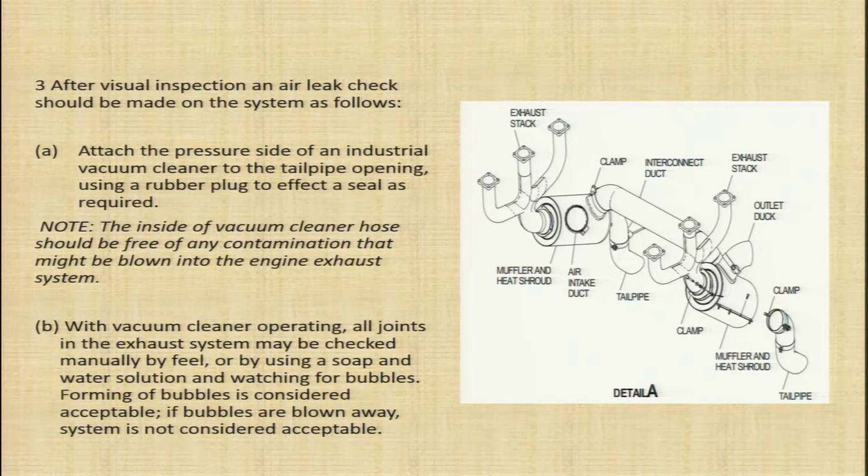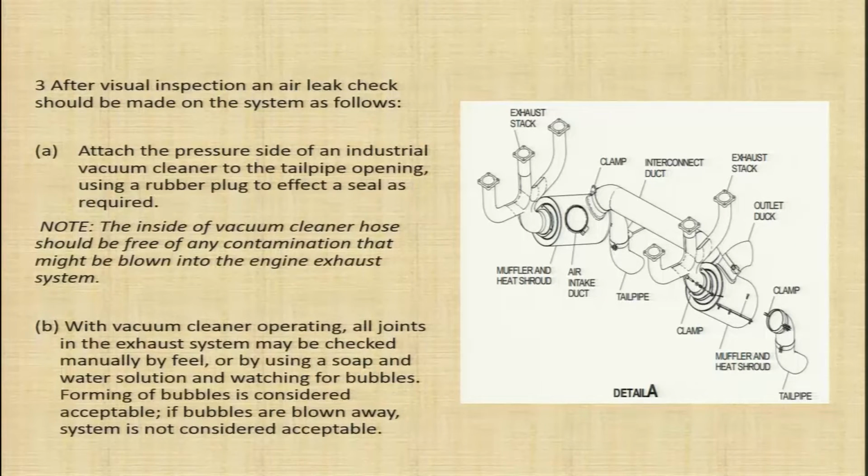Attach the pressure side of an industrial vacuum cleaner to the tailpipe opening using a rubber plug to effect a seal as required. So, we can use the pressure side of the vacuum cleaner on the tailpipe opening using a rubber plug so that a seal is formed. The inside of the vacuum cleaner hose should be free of any contamination that might be blown into the engine exhaust system. So, we need to ensure that our vacuum cleaner hose and everything is free of any contamination, so that no contamination is blown into the engine exhaust system.